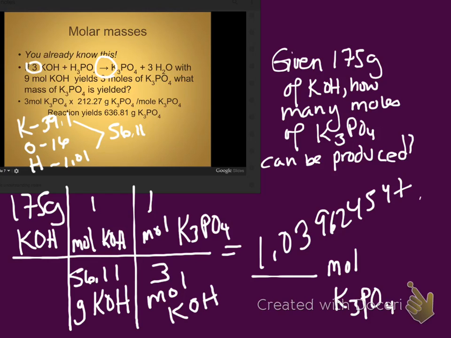1.039624547. Okay. All right, so we've got this crazy raw number. What would our final sig fig answer be? How many sig figs do we have, Madison? 3. So our sig fig number would be 1.04. Yeah. Oh, okay. I'm sorry. I thought you said 1.03. 1.04 moles of potassium phosphate would be our final sig fig answer.